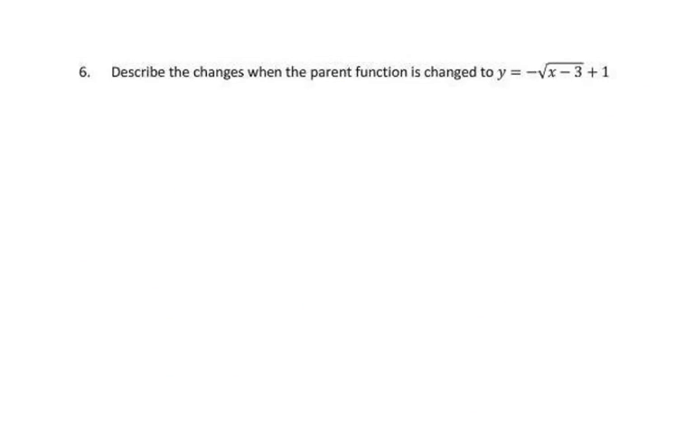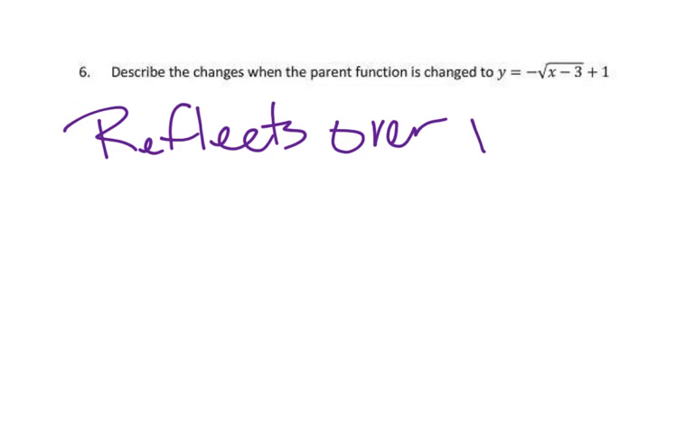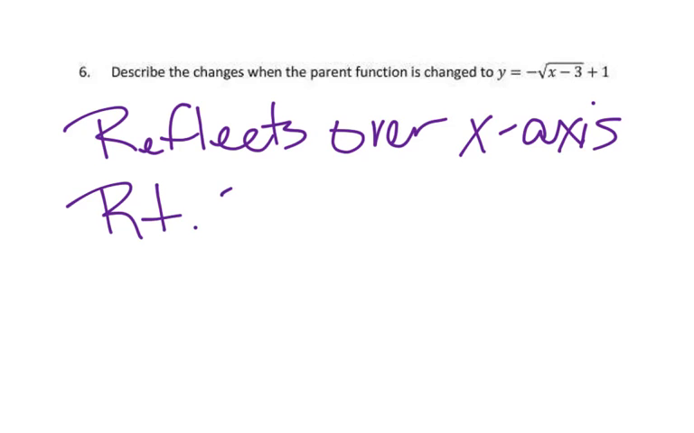Changes to the parent function. We have a negative at the beginning, so it reflects over the x-axis, or you can say it flips over the x. That -3 in there at the x is going to send it to the right 3, and the plus 1 at the end is going to send it up 1. Study your thinking map if you don't know these.